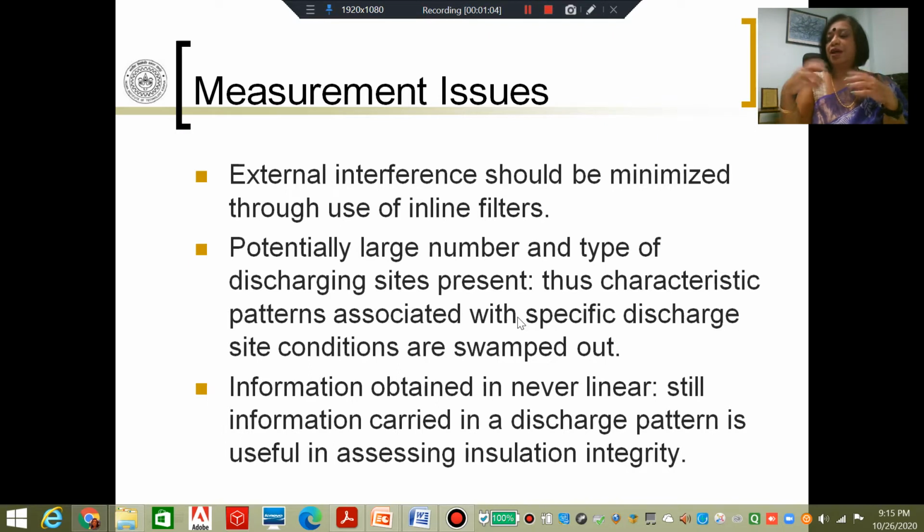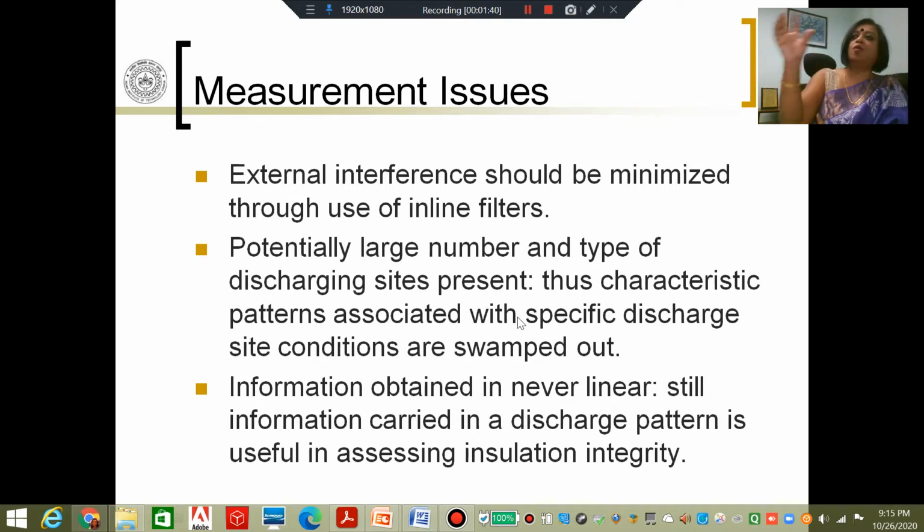If you have multiple discharging sites, the signals from the various sites will superimpose on each other and we will not be able to obtain a particular characteristic signal. So when a potentially large number of different types of discharging sites are present, the characteristic patterns associated with the specific discharge site conditions are swamped out. As we have seen before, for a particular geometric pattern of the void, for example for rectangular voids, we have a particular pattern. For elongated voids, we have a particular pattern.